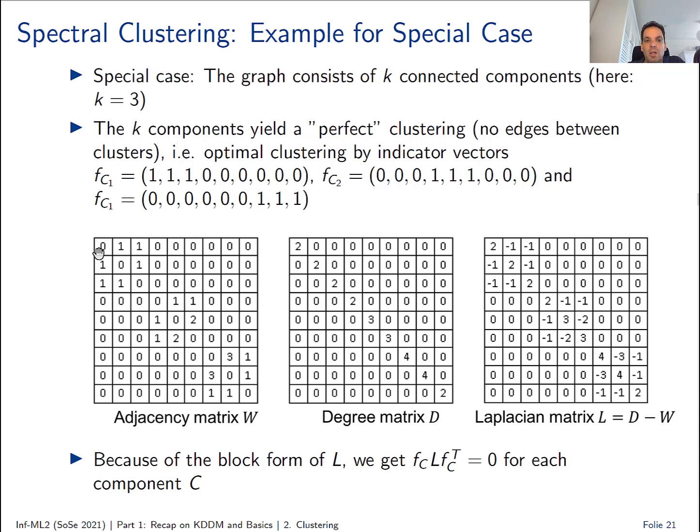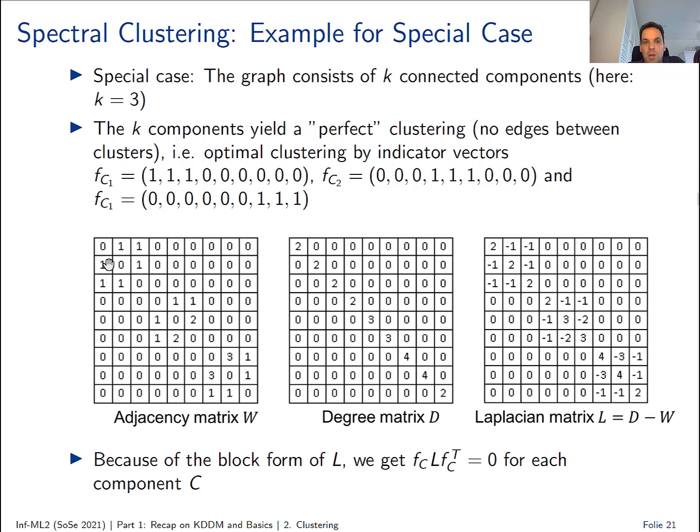Yeah. So here you see the adjacency matrix. You see here these three have only connections within each other, but no connections to the other nodes here, and the same holds true for the other one. So here's the weighted adjacency matrix. Here, that would be the degree matrix.